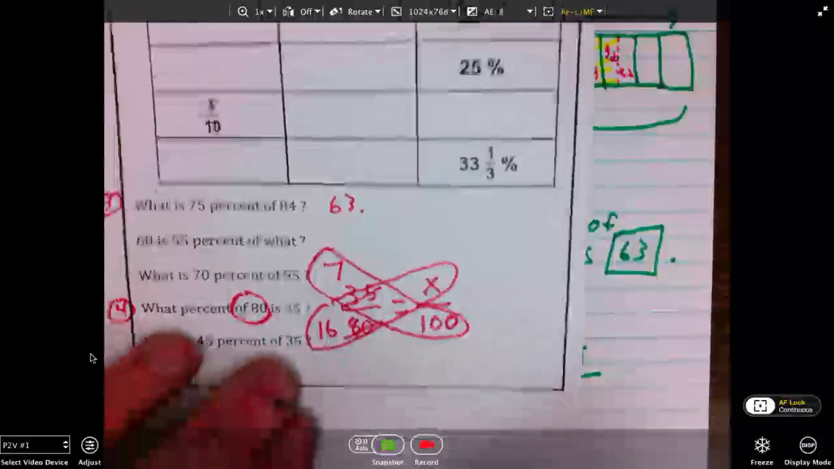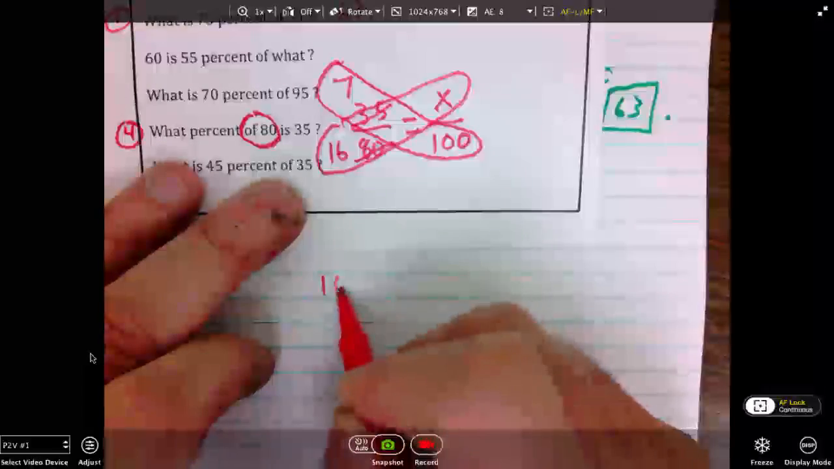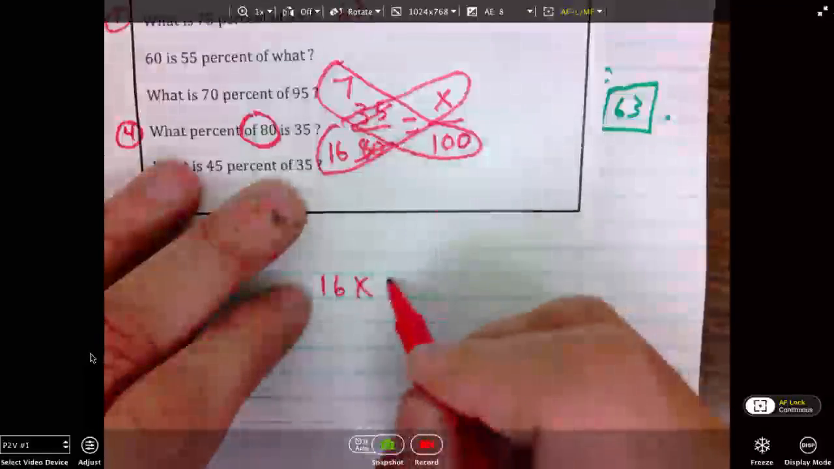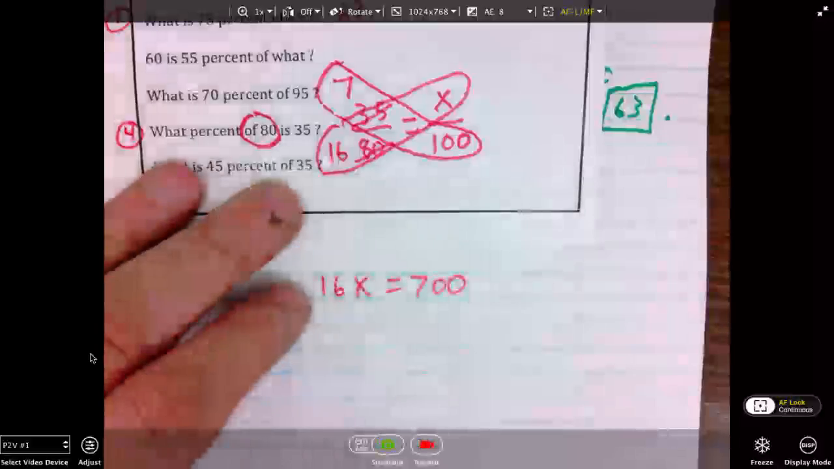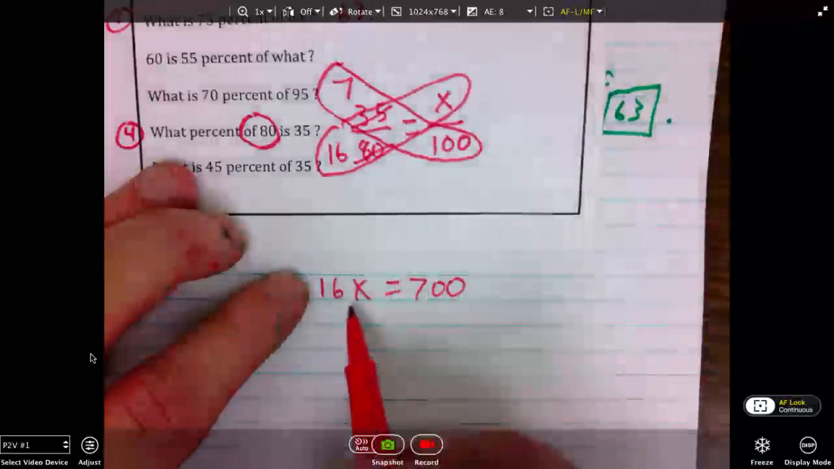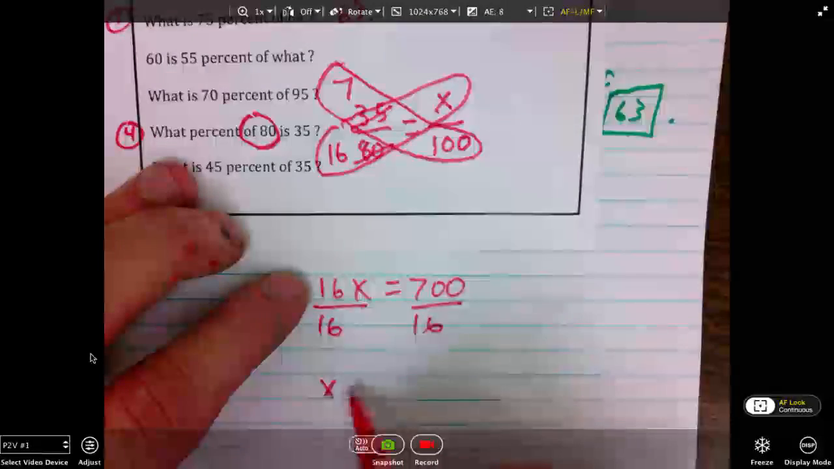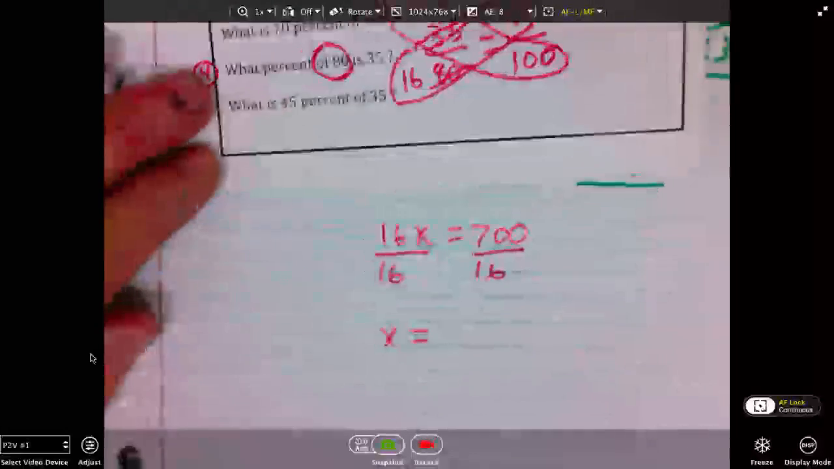16 times x is equivalent to 16x. 7 times 100 is 700. Now, solving for x, I'll divide by 16 on both sides. x equals 700 divided by 16. Coming over to this piece of paper to perform that division.